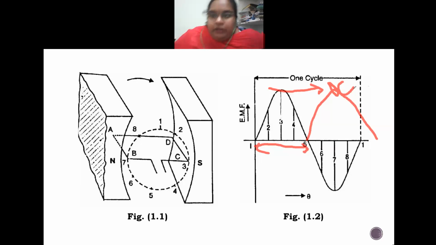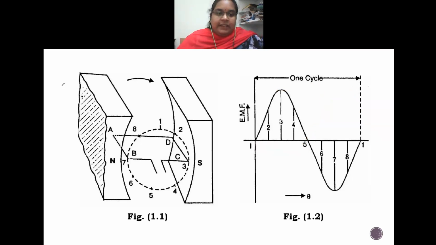So in order to make sure that this conductor is always under the same influence, we can go for a different type of construction of the generator, which is called a homopolar generator. That means AB will always be under the similar pole, that is homopole, only a single type of pole. But that homopolar construction is a little difficult one.